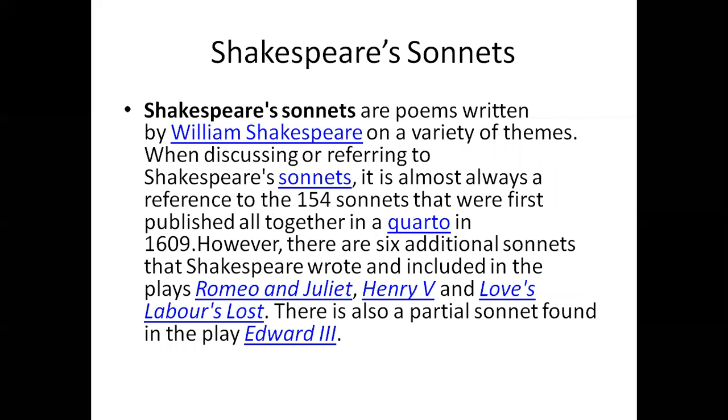So Shakespeare's sonnets were poems written by him, obviously. He wrote about 154 sonnets, which were altogether put together in a quarto. A quarto is a certain kind of book back in the Elizabethan era, which was very famous. You can call it a pamphlet, or a book also, written in 1609. However, apart from these sonnets, he also wrote certain sonnets in some of his plays, which include Romeo and Juliet, Henry V, Love's Labour's Lost, and Edward III.